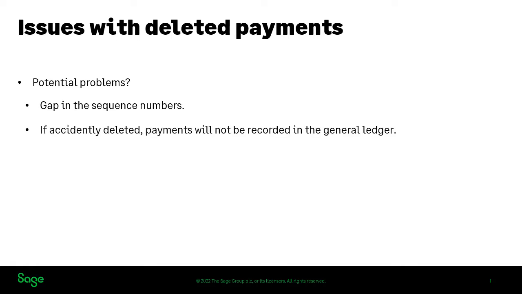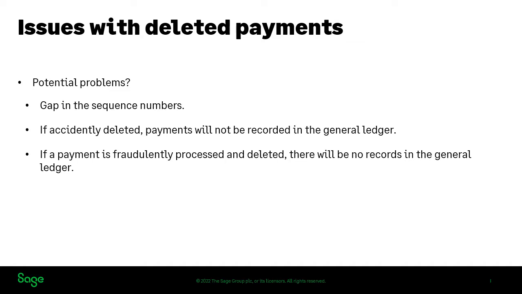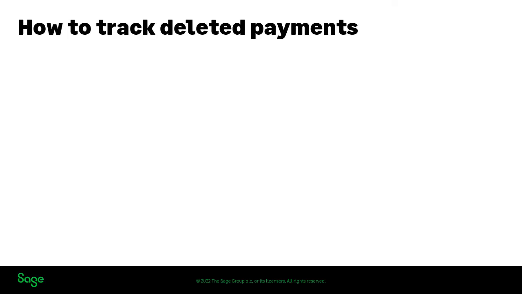So there are some potential problems with the deleted payments. There's going to be a gap in the sequence number. If it's accidentally deleted, payments will not be recorded in the general ledger. If a payment is fraudulently processed and deleted, there will be no records in the general ledger. And there's not going to be an entry in the check register either. So is there a way to track deleted payments?